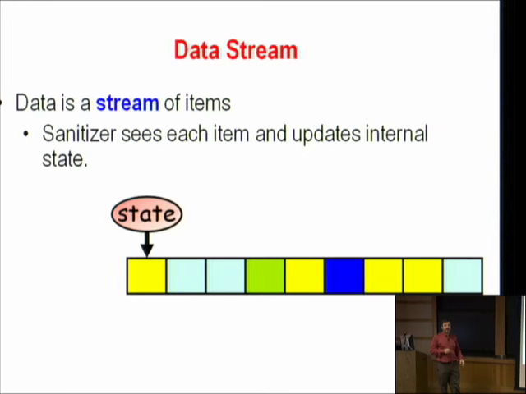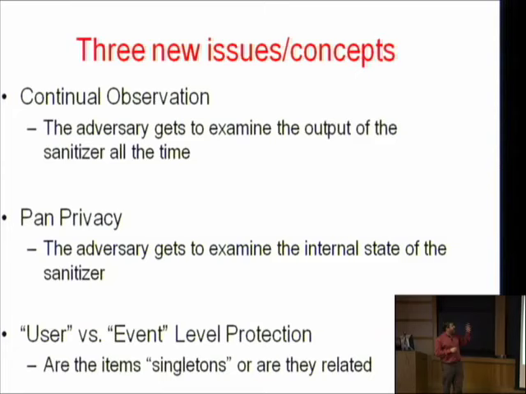So there are three new issues or concepts, if you wish. One is continual observation. The sanitizing algorithm always has to output something, and the adversary gets to examine the output of the sanitizer at all times. So at any point in time, you have an approximation of the density, or the example we'll see is a counter, an even simpler thing. So at any point in time, the algorithm outputs something, and the adversary can see it. And the output should be useful, of course, otherwise you can always output something that is not useful. But the point is that you're not just giving an output at the end. We call this continual observation, or continual output observation.